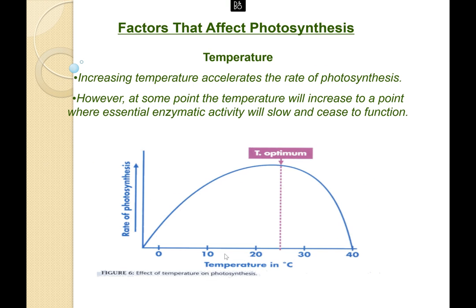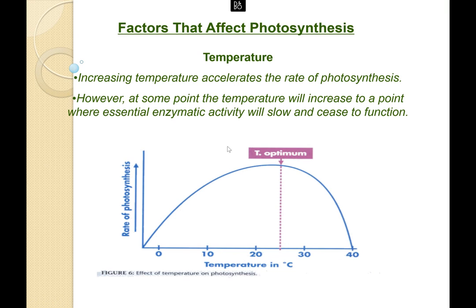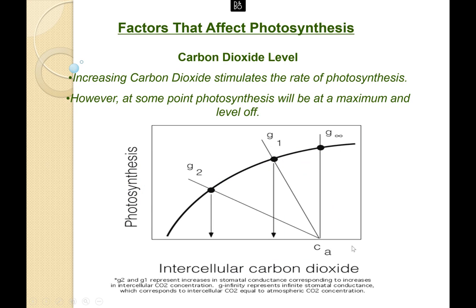Okay, and this is just a little bit about what is going to impact photosynthesis. Obviously, you need light. At some point, you'll reach the maximum rate of photosynthesis with light. Temperature: increasing temperature will accelerate the rate of photosynthesis until you reach the point where enzymes can no longer function, and then you see a big drop. Carbon dioxide as well. Increasing carbon dioxide will increase the rate of photosynthesis, but again, you'll reach a maximum.